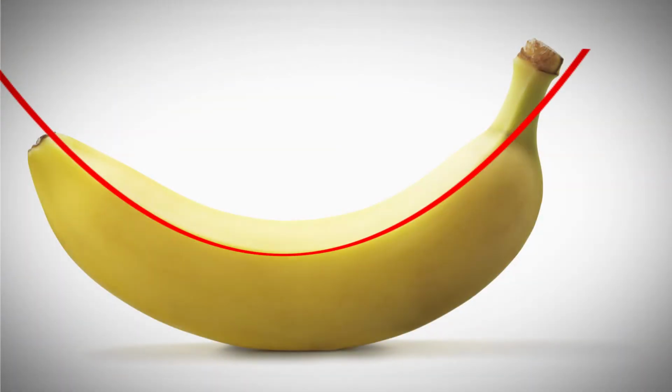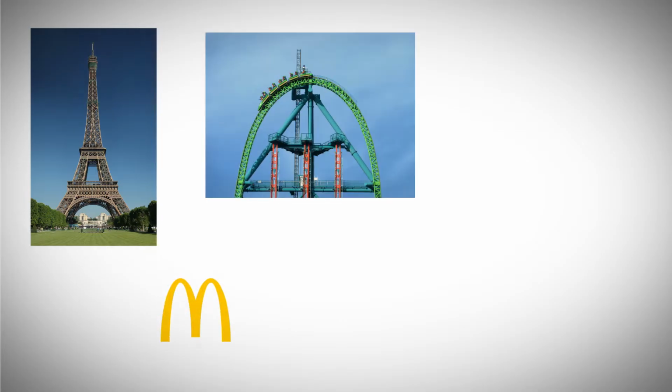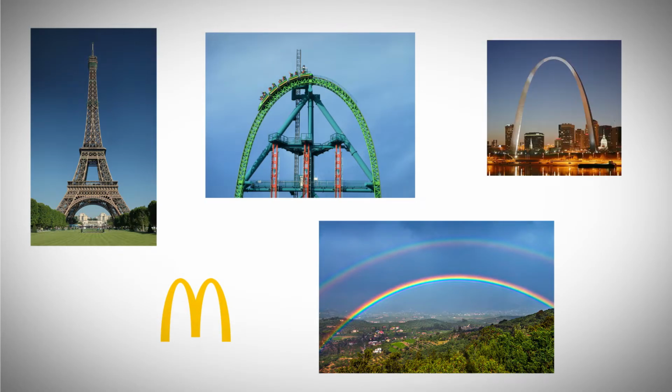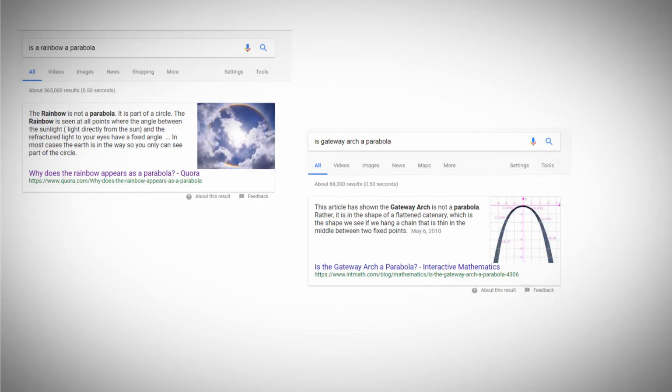Take for example a water fountain. How about a banana? Then there's also the Eiffel Tower, the McDonald's logo, rainbows, Gateway Arch. Wait, apparently rainbows and Gateway Arch are actually not parabolas. Which brings up a point, that not every arc-like curve may be a true parabola.